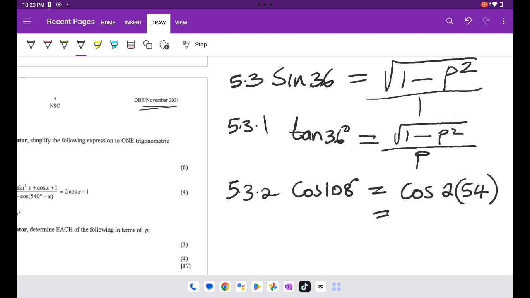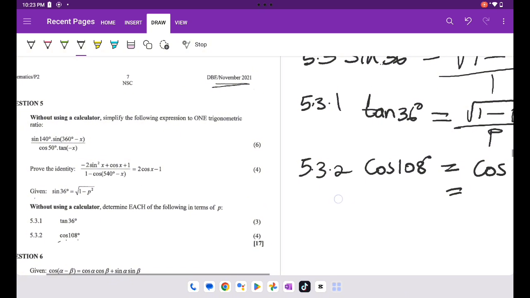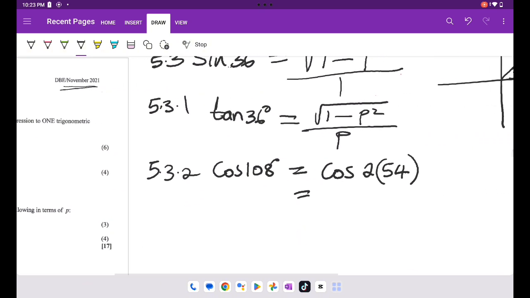Right, so this is a double angle. Now, double angle of cos, there are many ways of writing it. The first one is cos squared x minus sine squared x. The second one is 2 cos squared x minus 1. The third one is 1 minus 2 sine squared x. We can take any of these three. I will prefer 1 minus 2 sine squared x, so the x is 54.